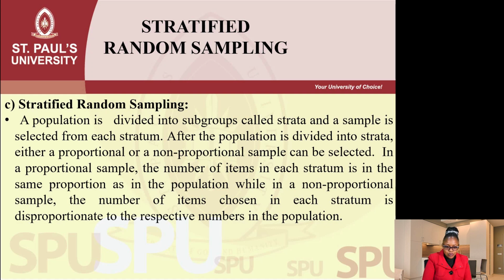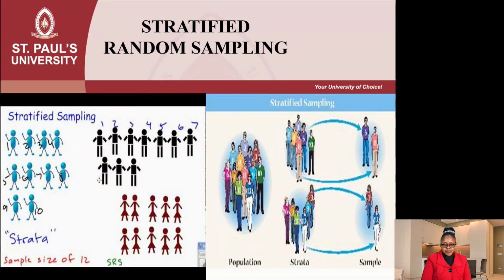Then from the subgroups, you are able now to pick. For example, we can see here, we have got the first subgroup, which is now a stratum. And we also have another one here, another stratum. This one has been formed from the bigger population. So from the population, you form a stratum, and a stratum, as you have said, is a subgroup.